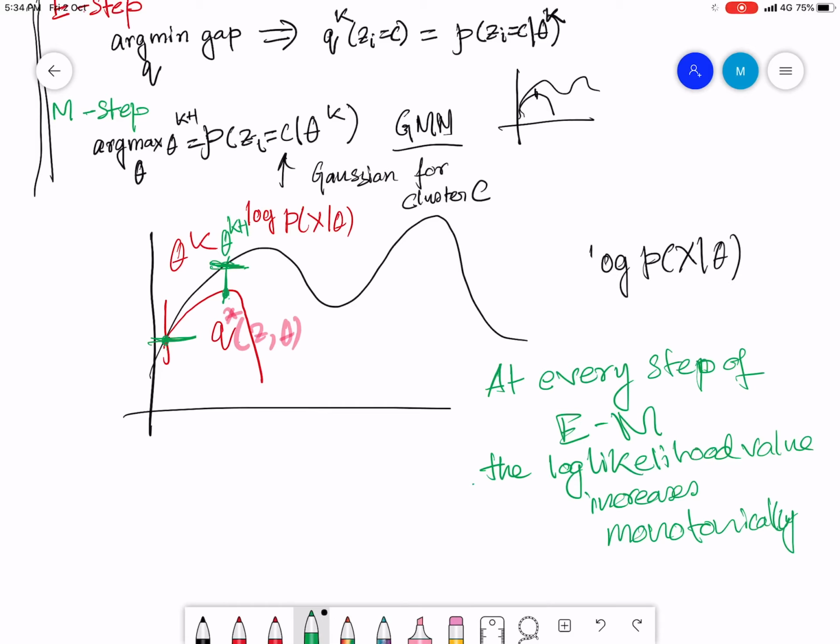Okay. So if that be so, after say 10 iterations or 100 iterations, I can always say it cannot get worse, it can only get better. So eventually, if not the global maxima, I will land up in some local maxima. So that's the proof of guarantee of convergence.